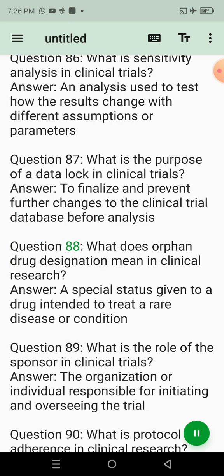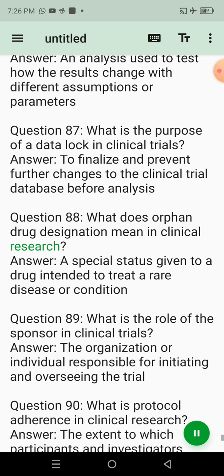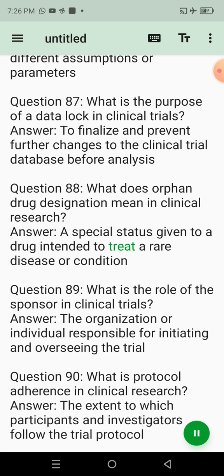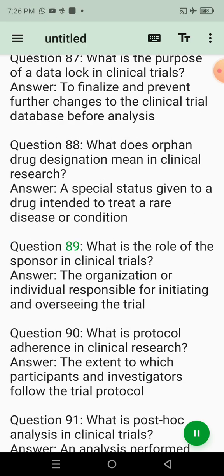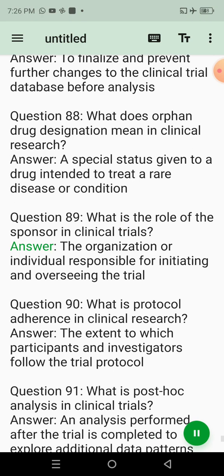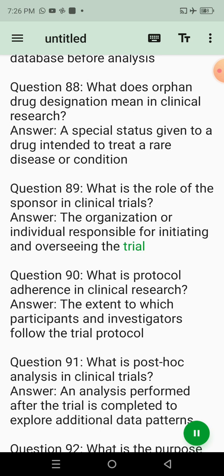Question 88. What does orphan drug designation mean in clinical research? Answer: a special status given to a drug intended to treat a rare disease or condition. Question 89. What is the role of the sponsor in clinical trials? Answer: the organization or individual responsible for initiating and overseeing the trial.